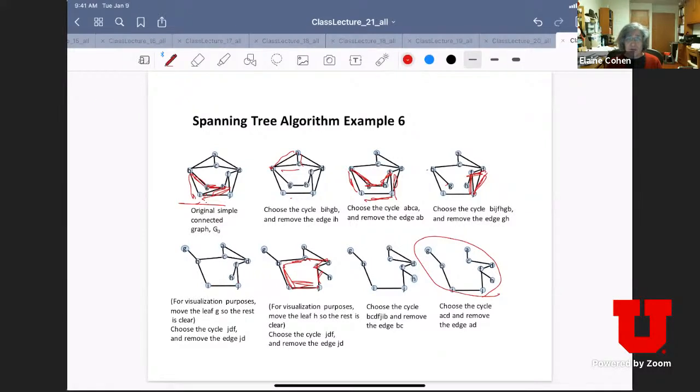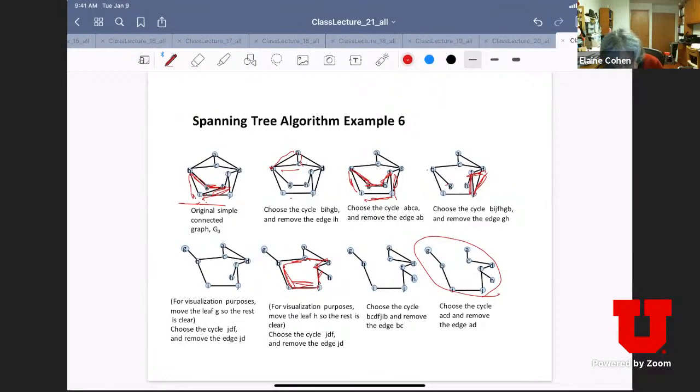Okay, so spanning trees are not unique. They're not unique in the number of edges. What is the critical thing in a spanning tree? It's a subgraph of the original graph. It's connected, it's simple, and there are no cycles. And you get to it by removing cycles.